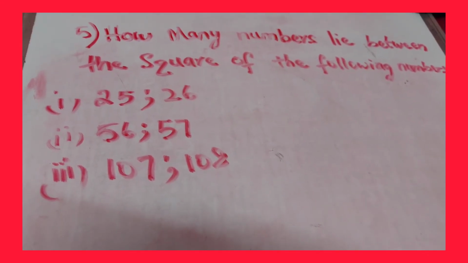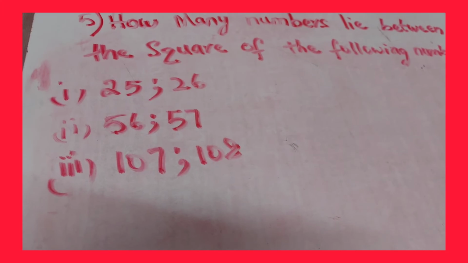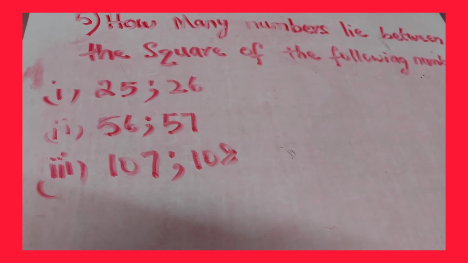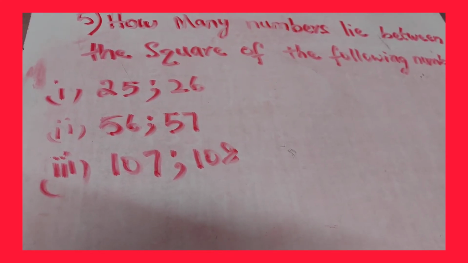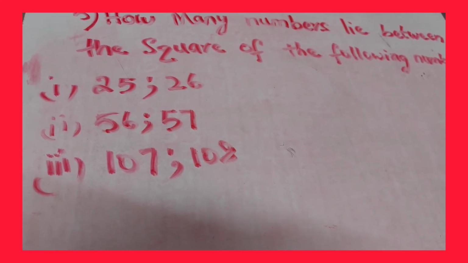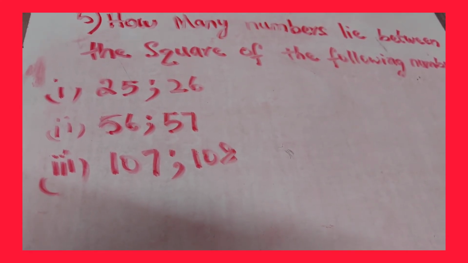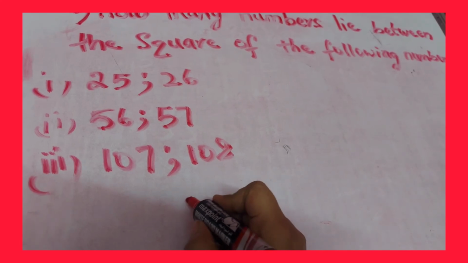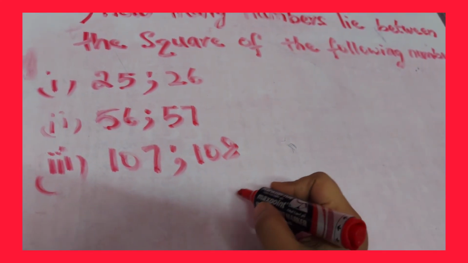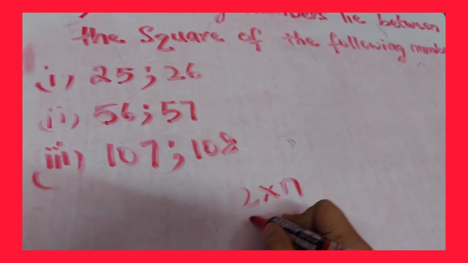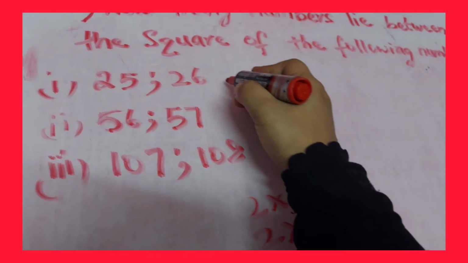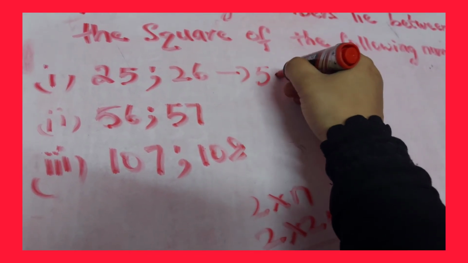Fifth sum is how many numbers lie between the square of the following numbers. So there is a formula you have to use here, 25 and 26. How many numbers lie between the squares of the following numbers means what you have to do? You have to do 2 into n. Here n is 25. So 2 into 25 is 50. So the answer is 50.